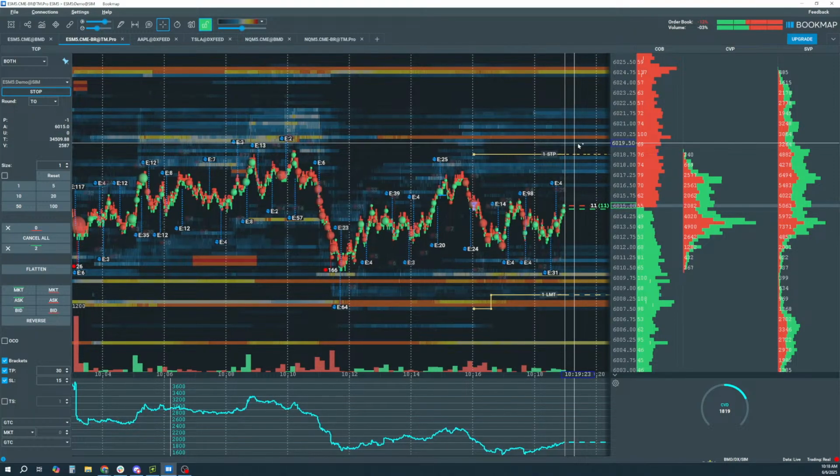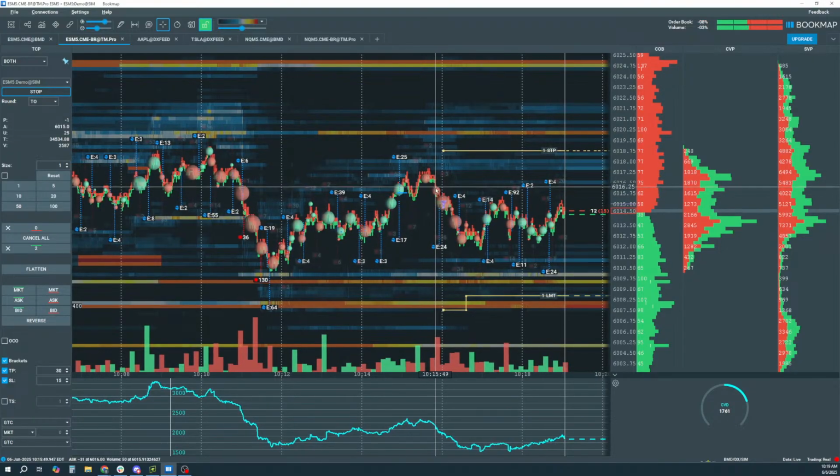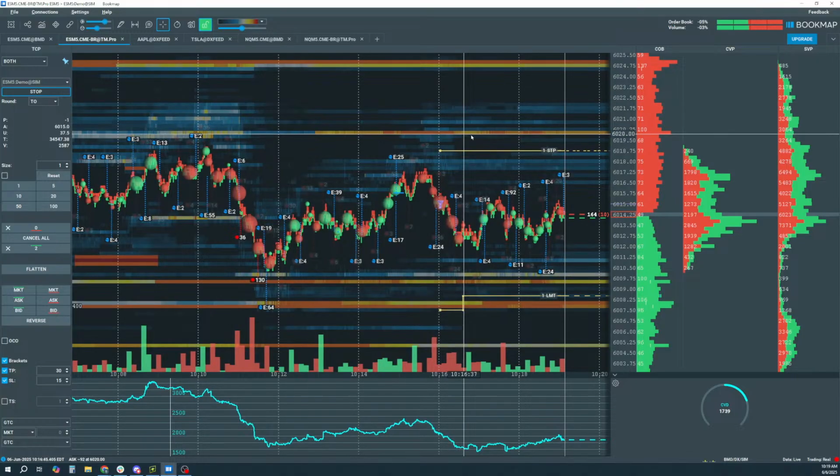Okay, so just chopping around here, coming back to our entry here. It would have been nicer to be just a little bit higher in here. We saw it and I wasn't able to get to it quick enough.